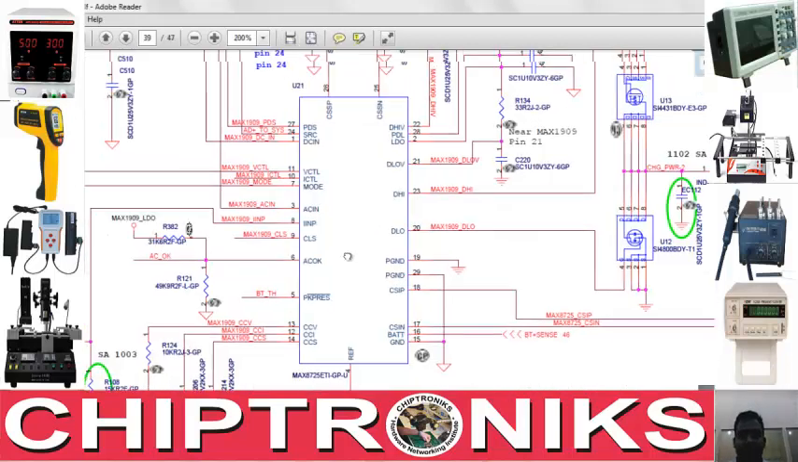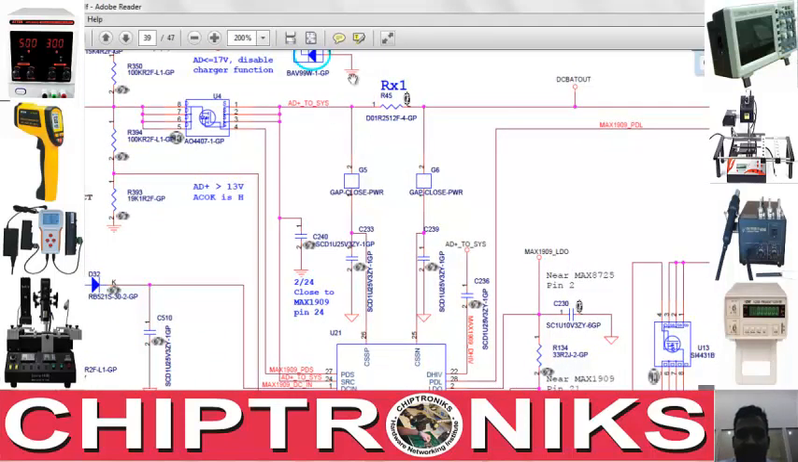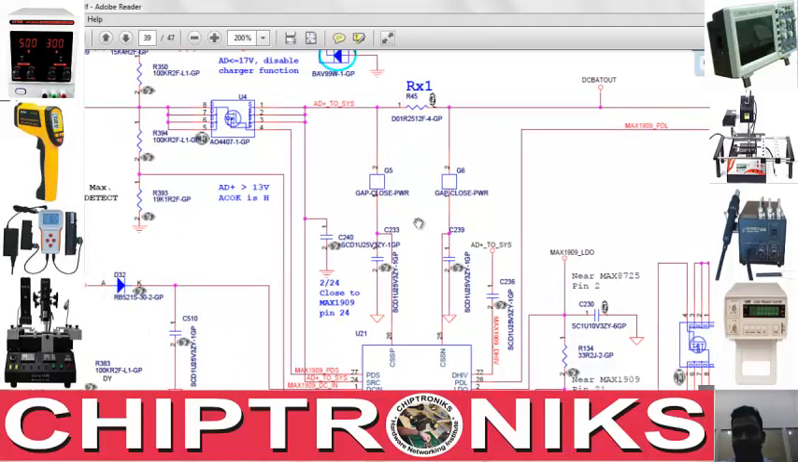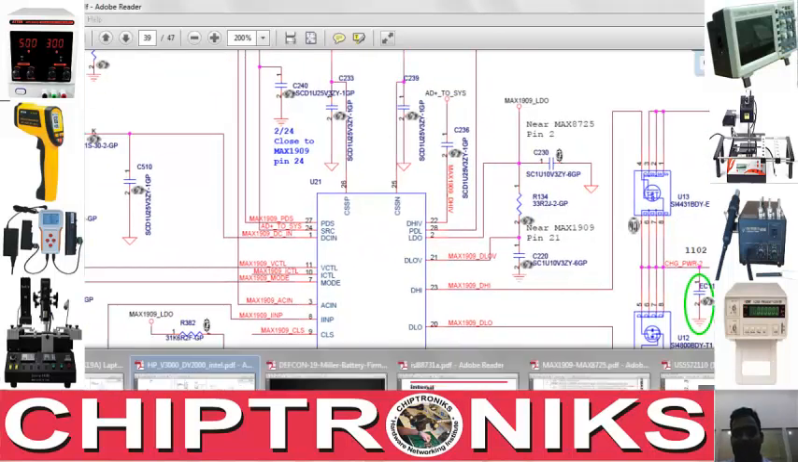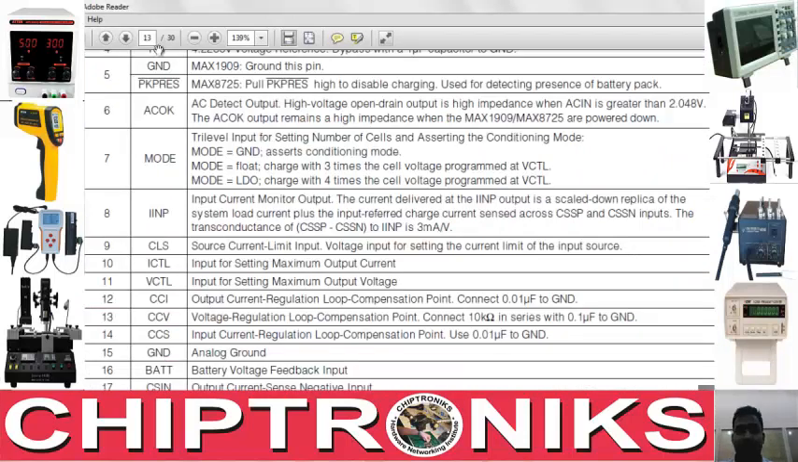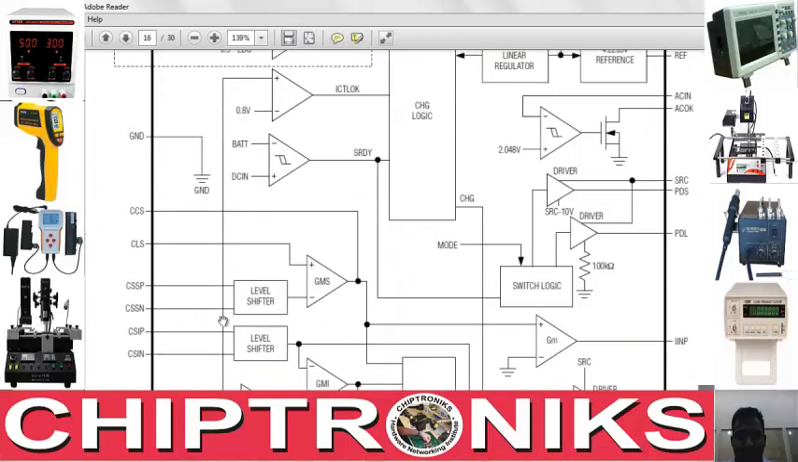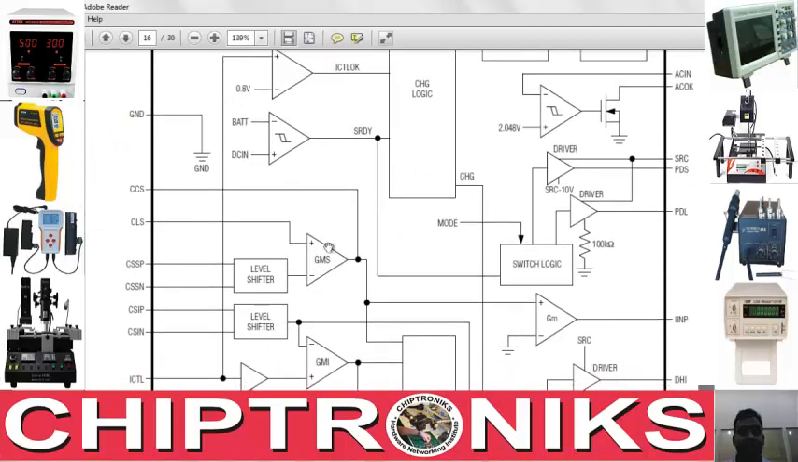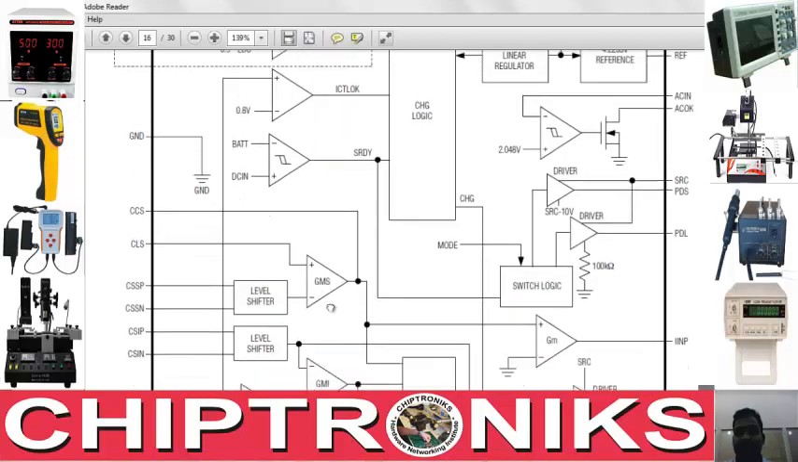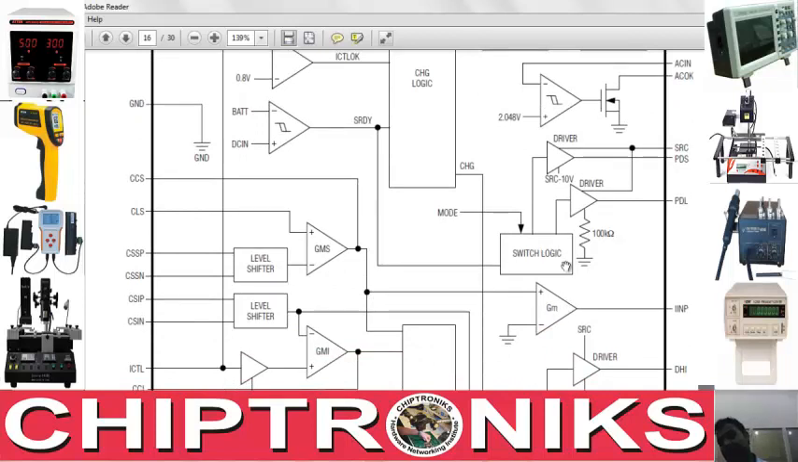Let's check over here. CSSP is connected to the positive side of the adapter supply, and CSSN is connected to the negative side of the resistor. Okay, so CSSP and CSSN, how do they generate IINP? We'll have to look over here also. We'll go to page number 16 to understand the internal working, and you see CSSP and CSSN are connected to an op-amp. This op-amp is generating an output, and this is going to another op-amp, and it's generating IINP.